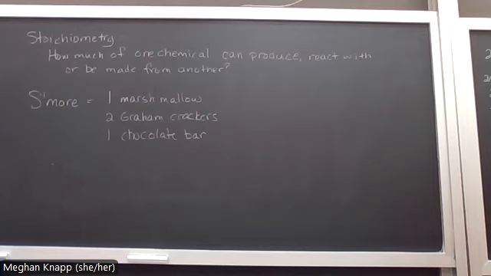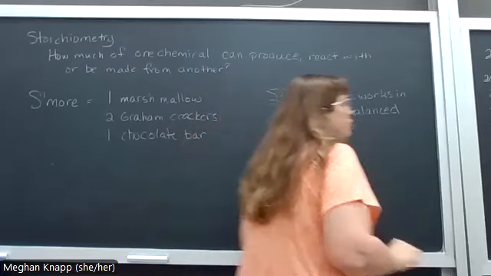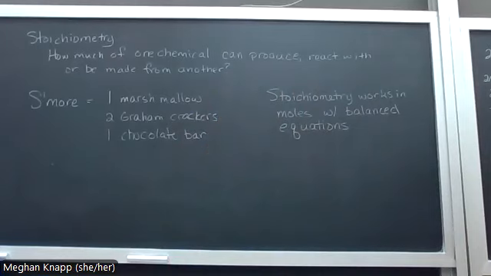All of chemistry, the stoichiometry works in moles. And if you're going to do stoichiometry with an equation, the equation's got to be balanced. So I can't just say marshmallows, graham crackers, and chocolate bars, how many do I need? You have to know that you're going to need twice as many graham crackers as you do of the other things, or you're not going to buy enough graham crackers. So we have to have that balanced equation.